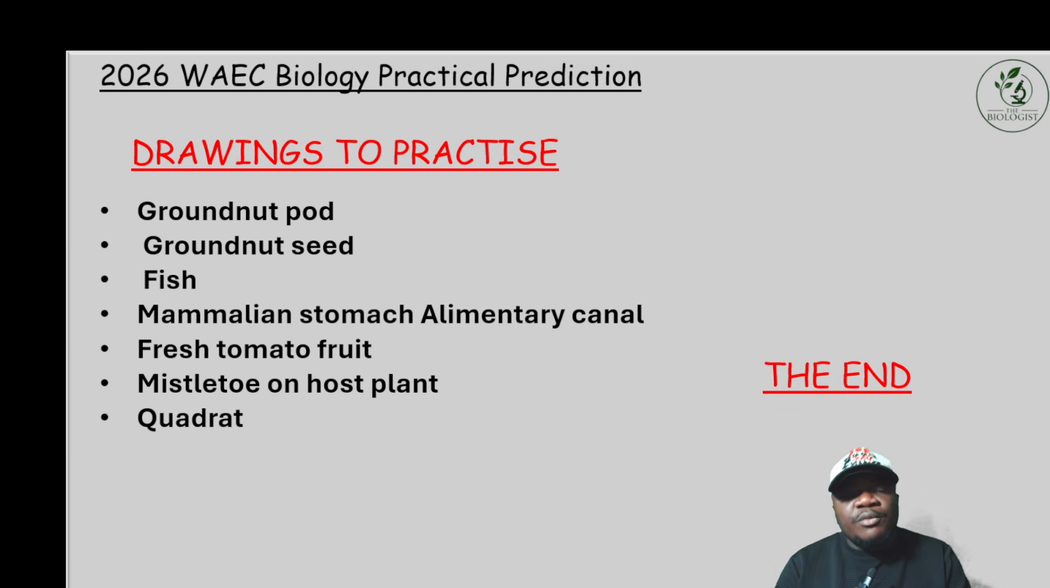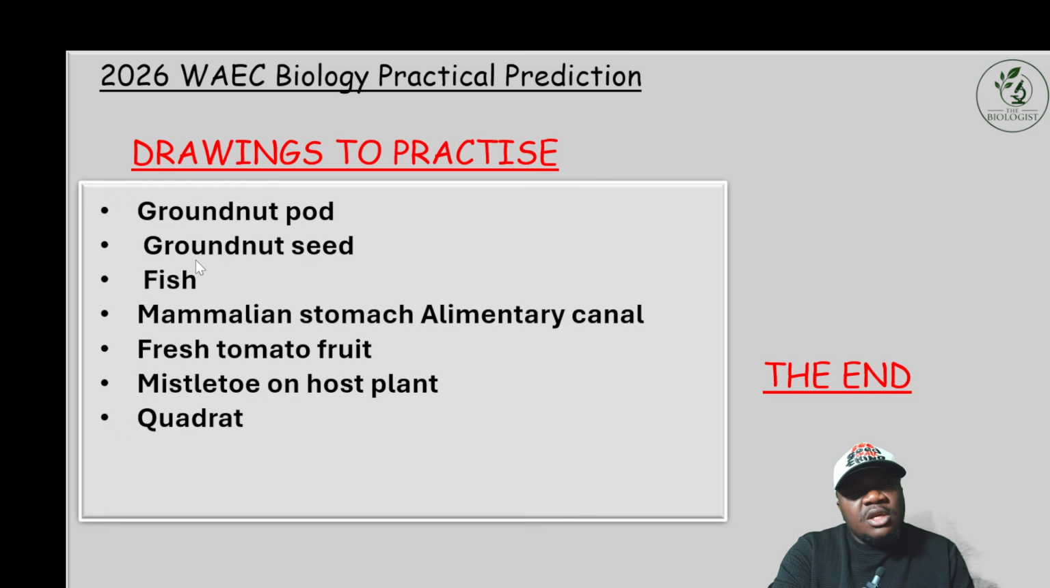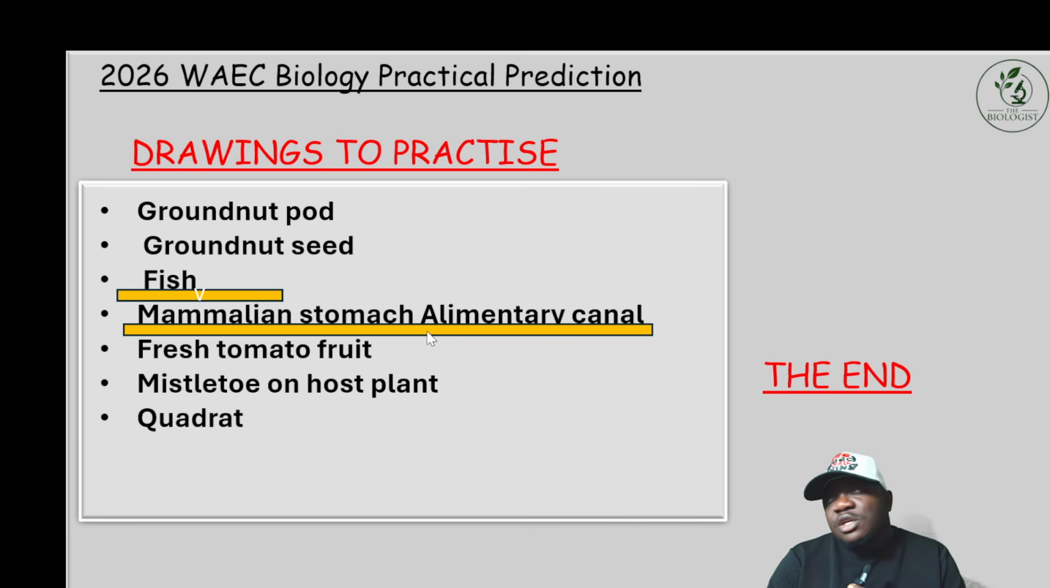One important thing you need to understand is that you need to learn some specific drawings, which is compulsory. These drawings are going to come out in the examination. This granite pod, I doubt it's going to come out. Granite seed, I doubt they tell you to draw it, but fish is 100% certain to come out. They're going to tell you to draw the fish, label it, and write the function of those labelled parts. Mammalian alimentary canal, I'm very certain they will tell you to draw it and describe it, and ask what the function of the alimentary canal is.